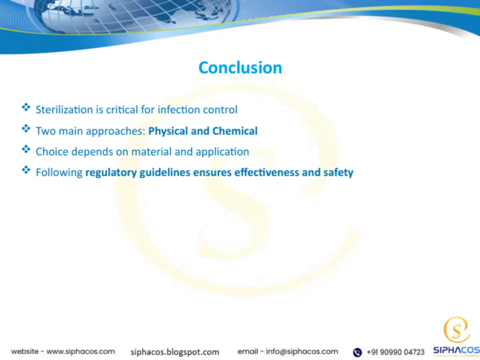Sterilization is absolutely critical for infection control. It's the key step in ensuring that any tools or materials used are safe and free of harmful microorganisms. There are two main approaches we typically consider: physical methods and chemical methods. The choice between these depends largely on the material we're sterilizing and the specific application. For example, some materials can withstand high heat, making physical methods like autoclaving ideal, while others might be sensitive and require chemical sterilization. It's also very important to follow regulatory guidelines throughout this process.